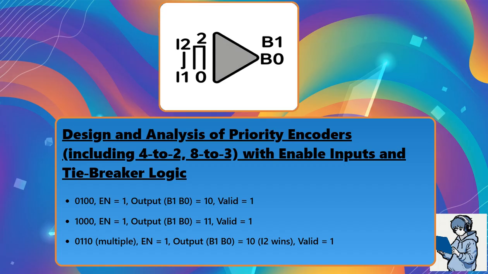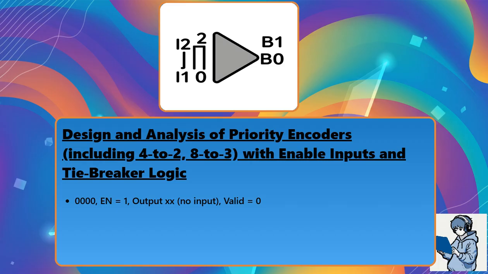0110 enable 1 output 10 because I2 wins, valid 1. 0000 enable 1 no output, valid 0. Any inputs with enable 0 disabled, output valid 0.